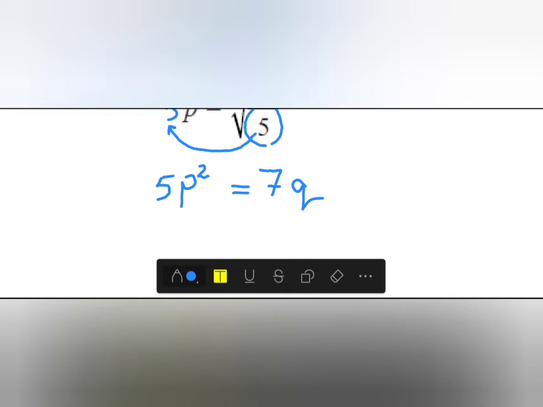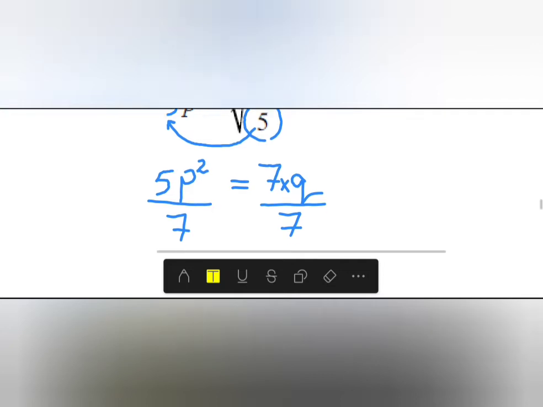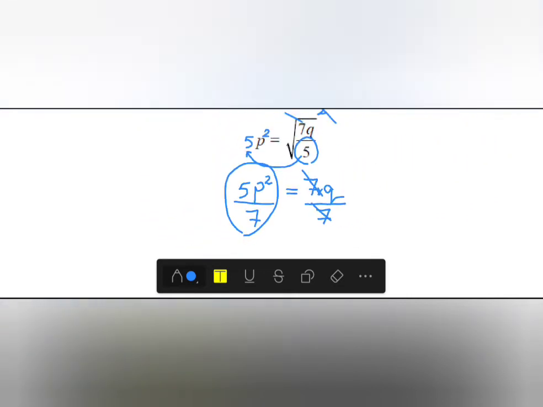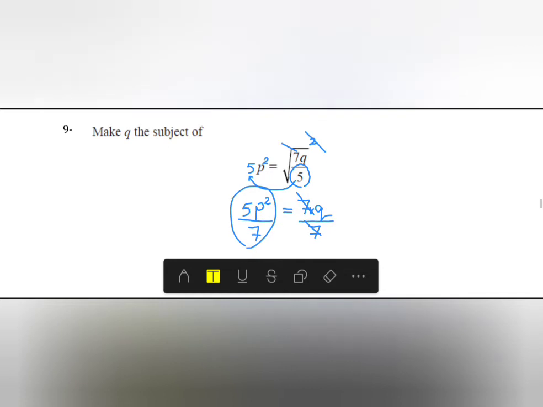I need q alone and the 7 is multiplied by the q. So what do I do? Very good. I divide both sides by 7, or I take 7 to the other side by dividing. Two different techniques, but they give you the same answer. Now, after dividing by 7, this 7 goes with this 7, and you end up with the answer, which is q equals 5p squared divided by 7, and this is the answer. And this is how you answer a question like this. Now, let's move on to the next question.